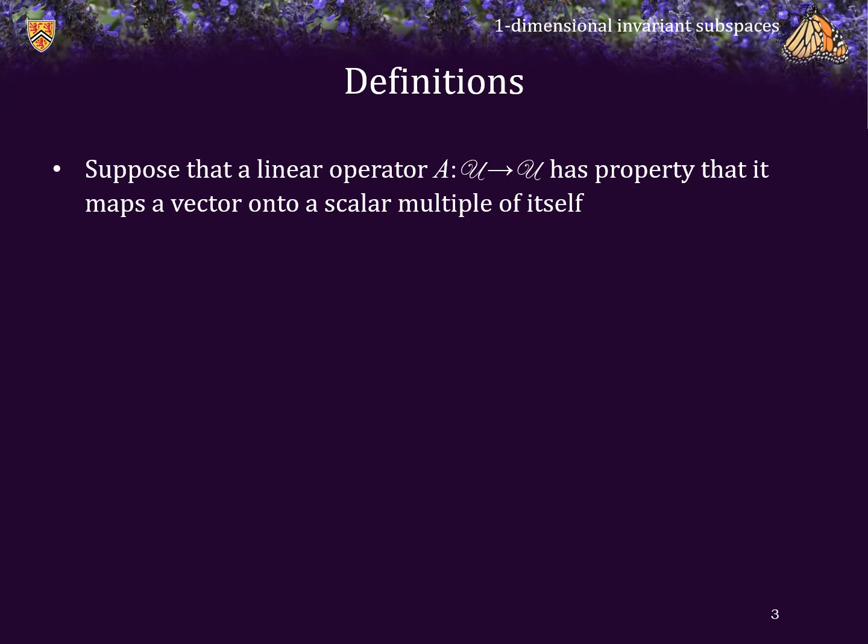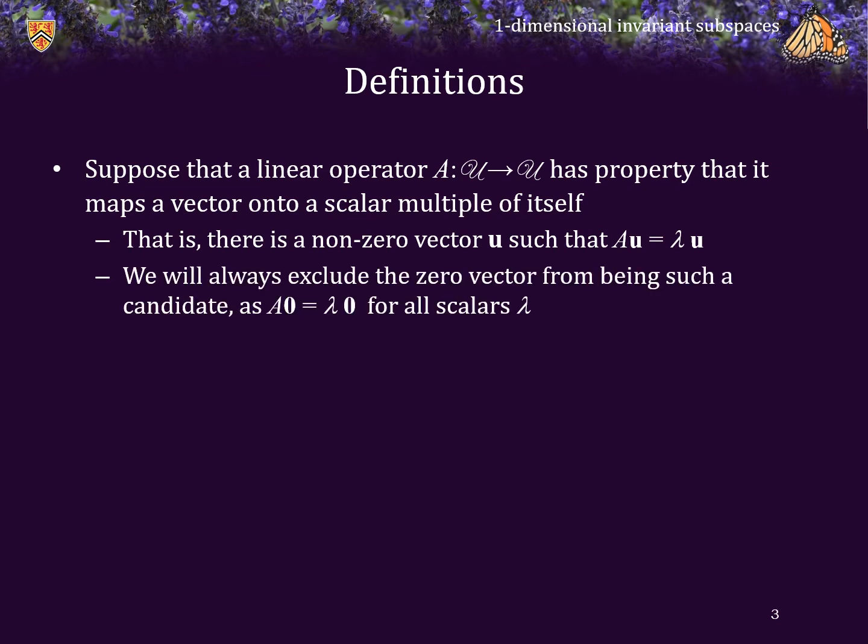Now, suppose that we have a linear operator A mapping U to itself, and it has the property that it maps a particular vector onto a scalar multiple of itself. That is, there is a non-zero vector U such that A times U is equal to some scalar multiple lambda times U. Now, we will always exclude the zero vector from being such a candidate, as alpha times 0 is equal to lambda times 0 for all scalars. So there's no significant information gained from that.